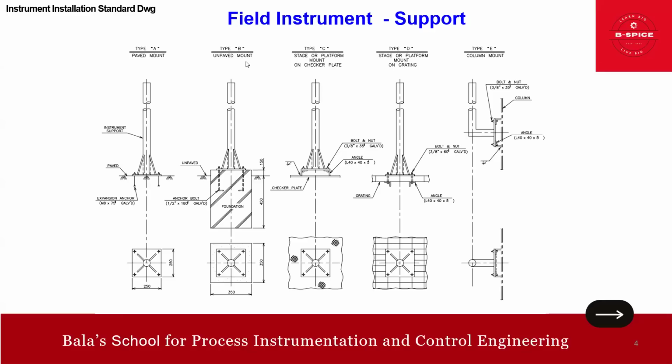Then type B, it's unpaved. So meaning we have to develop this foundation. So usually what we do, the foundation is approximately 450. So this is up to the unpaved. Then after this, you have an additional 150, inside the ground, and the support should be projected up to 150. Then above that, we have this plate and the pipe, the 2-inch stanchion.